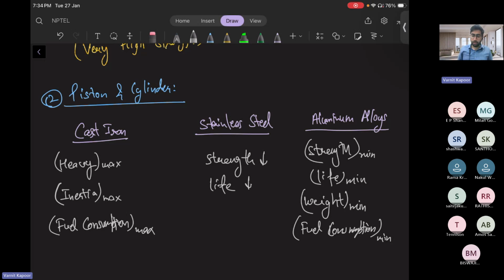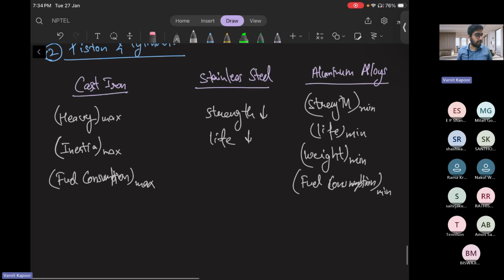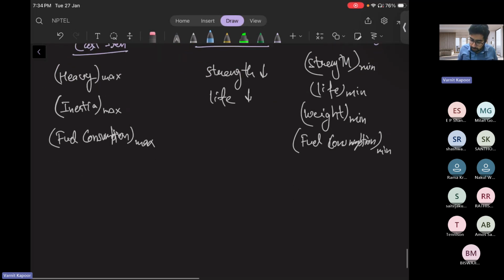Next comes, so we are done with the piston and cylinder. Next is the piston ring. Very important. Okay, piston ring.